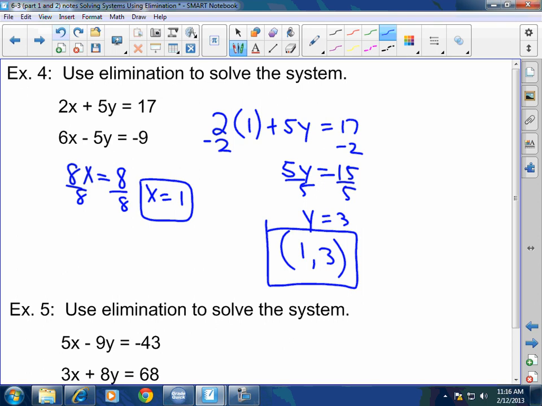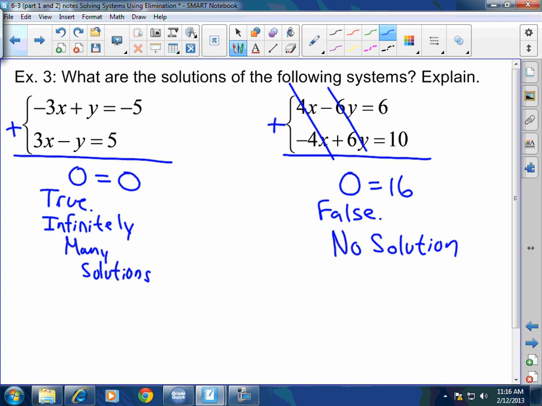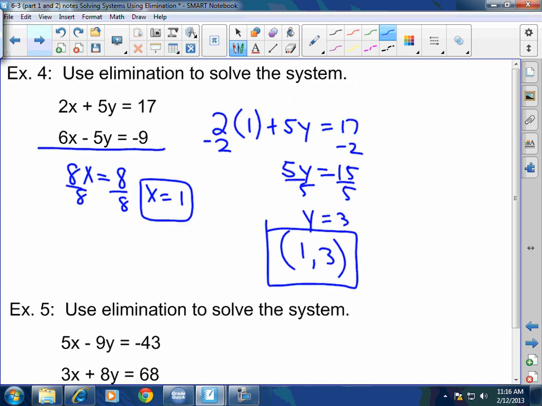The question was, why don't you have a 0 equals 0? Son, when you added these, that canceled, that canceled, that canceled. You were left with 0 equals 0. In this one, when you added these together, you're left with 8x equals 8. How is that 0 equals 0?